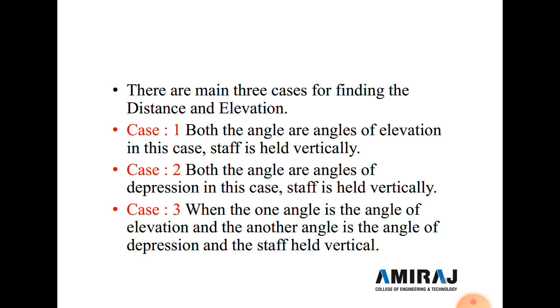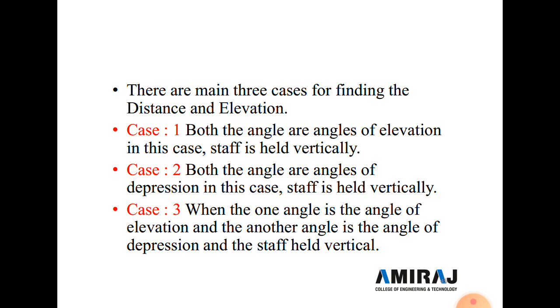So in the tangential method there are three main cases. Case number 1: both the angles are angles of elevation, and the staff is held vertical. How do we know both angles are elevation? If theta 1 and theta 2 are both written as positive angles, plus theta 1 and plus theta 2, then both angles are in elevation. Now case number 2: both the angles are depression and the staff is held vertical.